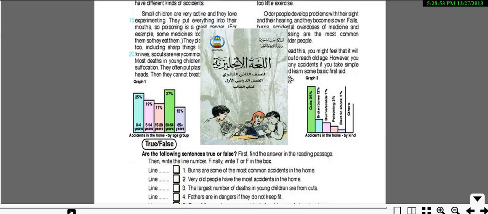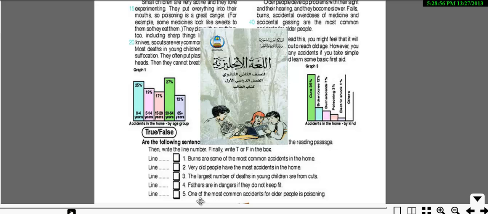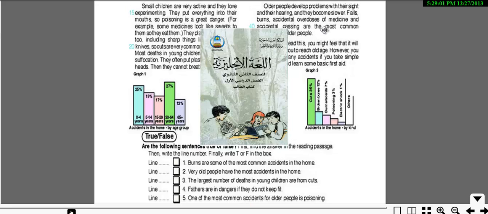Okay, now there is number 5, where one of the most common accidents for older people is poisoning, and yeah, we just read about it. That's true. Overdoses of medicine and accidental gassing are the most common accidents in older people. So this is one of the most common accidents. We do have more than one reason. So since it's one of the most, yeah, then it's true. And lines 40 and 41 are what indicate this.